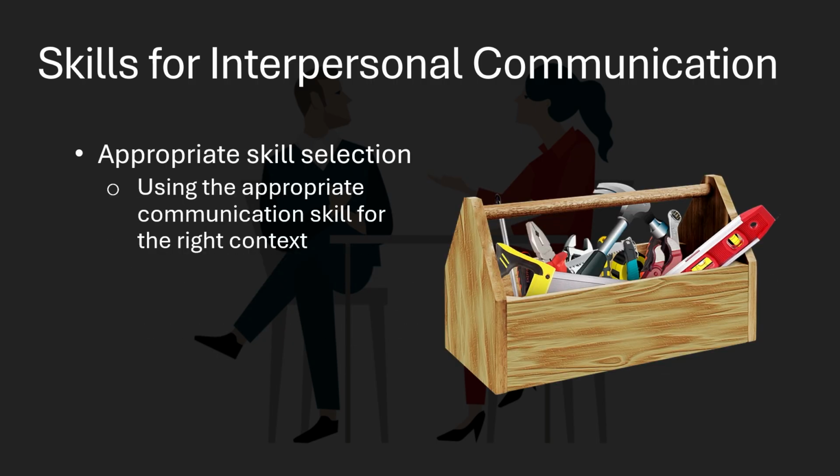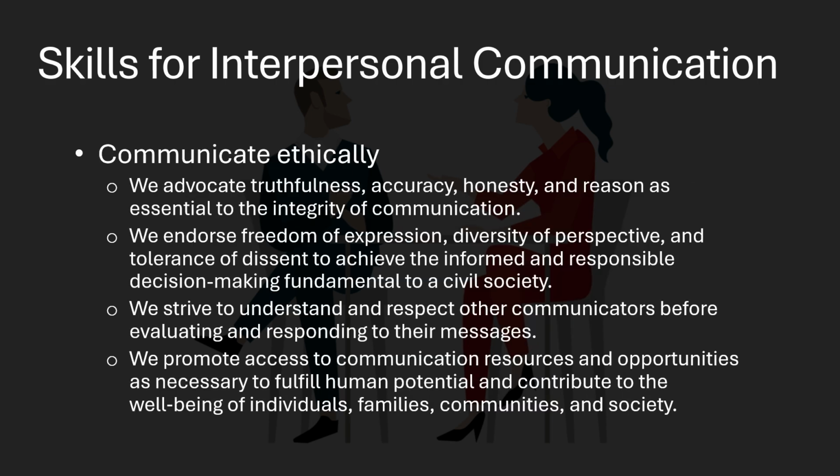The next skill to consider is appropriate skill selection. And the idea behind this is if you have a toolbox, you want to use the right tool for the job. You might be capable of being strong and assertive, and you might also be capable of being gentle and passive. Is it always good to be strong? Is it always good to be gentle? The idea behind this is that based on the situation, it might be better to be strong or it might be better to be gentle. And the ability to decide which is the best skill to use in that situation is important for being a successful communicator. And lastly, the ability to communicate ethically is also important.